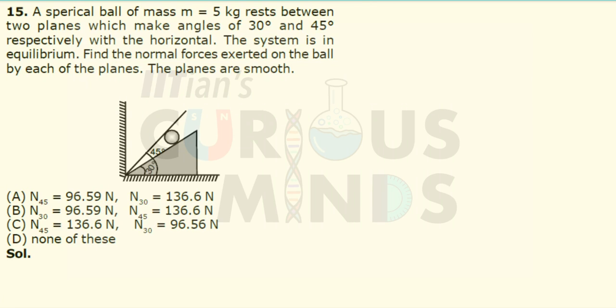A ball of mass 5 kg rests between two inclines of 30 degrees and 45 degrees. We have to calculate the normal forces. Now for this sphere, there will be a weight which acts in the vertically downward direction, which will be equal to mg. There will be a reaction force in this direction, which will be equal to n1 due to the first incline, that is 30 degrees. So its angle with the vertical will be equal to 30 degrees.